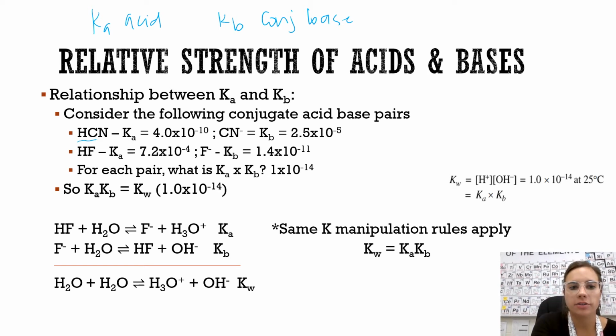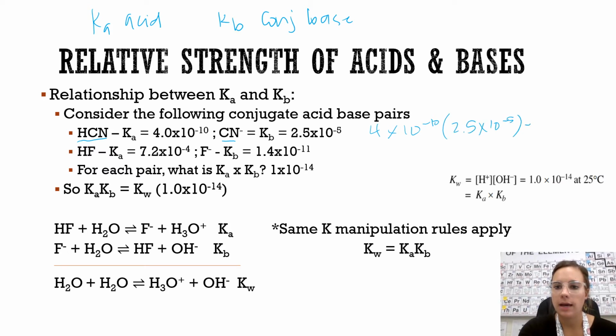I have hydrocyanic acid and then the cyanide ion. I'm told the Ka for the acid is 4 times 10 to the negative 10, and then for the cyanide ion, it's 2.5 times 10 to the negative 5. So the cyanide ion is a stronger base than the hydrocyanic acid is an acid. So if I multiply these two together, I get 1 times 10 to the negative 14.